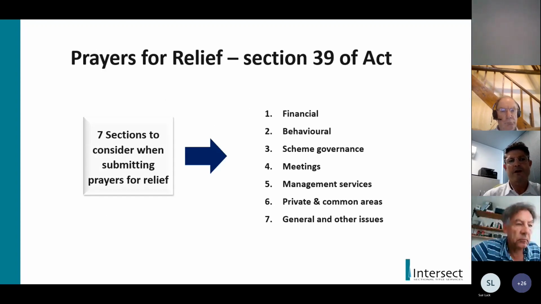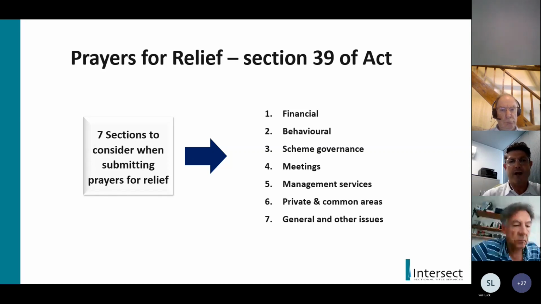Prayers for relief. So the prayers for relief are the different sections under which the Act allows you to do an application. And you'll see there on the right-hand side, you can apply for financial relief, behavioral relief. That would be, for instance, between owners or even trustees, scheme governance, meetings, if meetings weren't held correctly or decisions were taken that were actually invalid, management services, private and common areas, and then general and other issues.